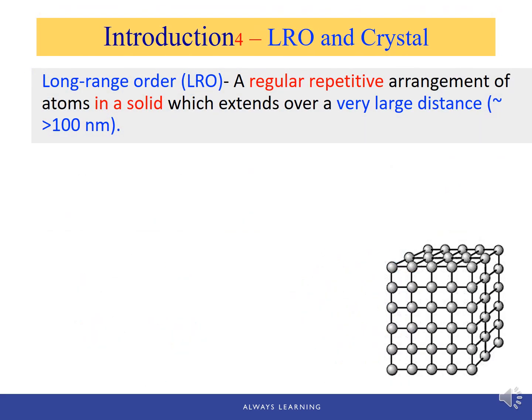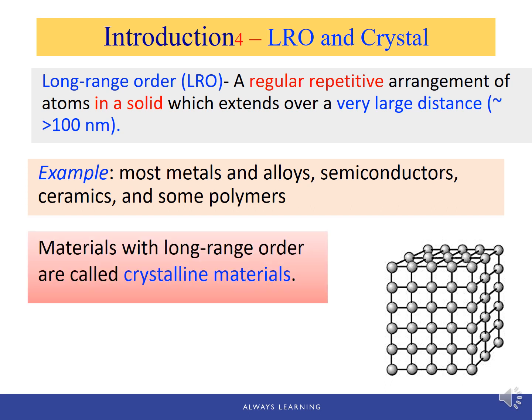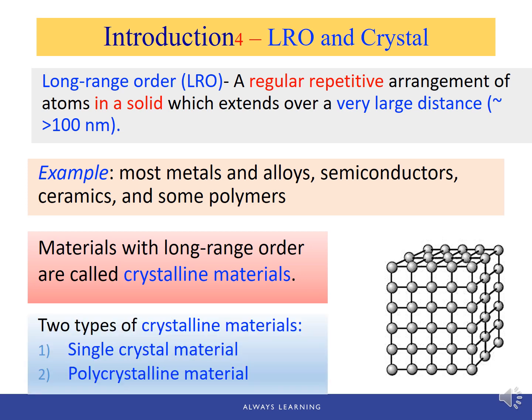The long-range order is a regular repetitive arrangement of atoms in a solid, which extends over a very large distance, even over the entire material. Most metals and alloys, semiconductors, ceramics, and some polymers have this long-range order. Materials with long-range order are called crystalline materials. And based on the number of crystals, or the orientation, there are 2 types of crystalline materials: single crystal material and polycrystalline material.